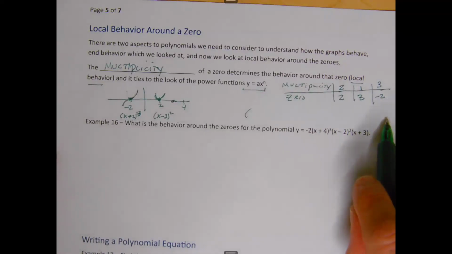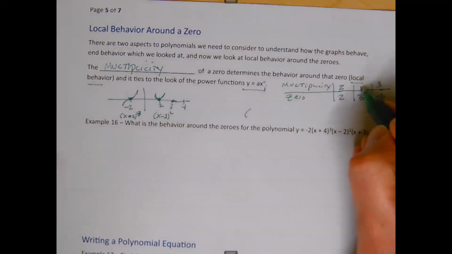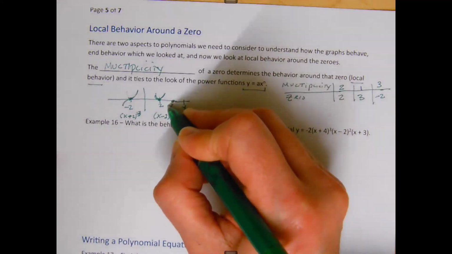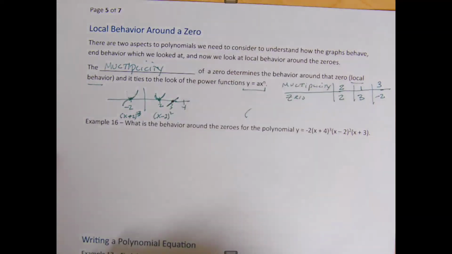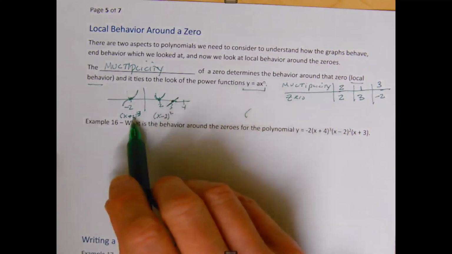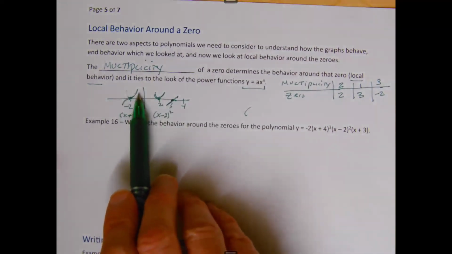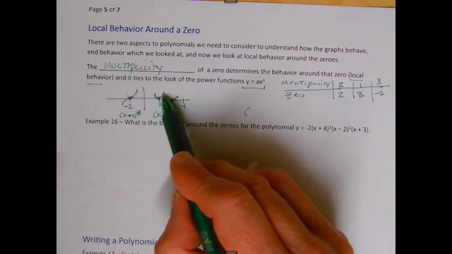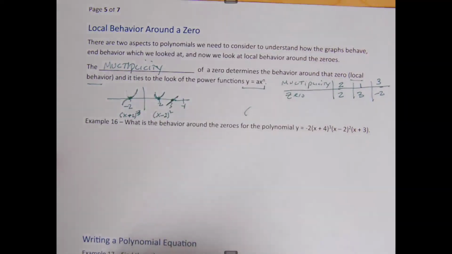What about the other zero at 3 right here? This is a multiplicity 1. So multiplicity 1 is a straight line. It's just going to go right through the zero, the x-intercept, and look like a little straight line. So the multiplicity determines the local behavior around that point. It's going to look either parabolic, cubic, or like a straight line.